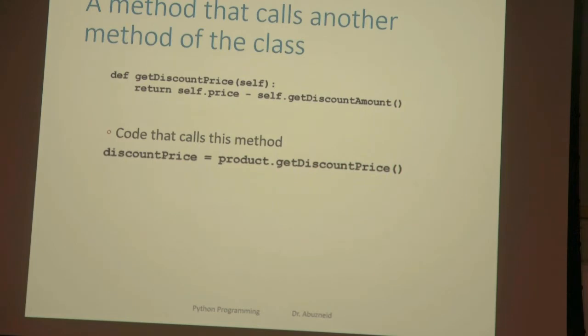All right. So a method that calls another method of a class. You have multiple methods. Let's say you have 3 methods in our example. Can a method call another method from the class? Of course. All right. So in here, for example, there's a method, get discount price, and you pass self to it. But within the method, I'm calling another method, which is get discount amount. So I could call methods within the class. Okay, there's no problem. All right. Clear so far?